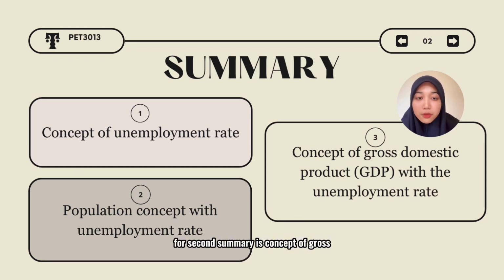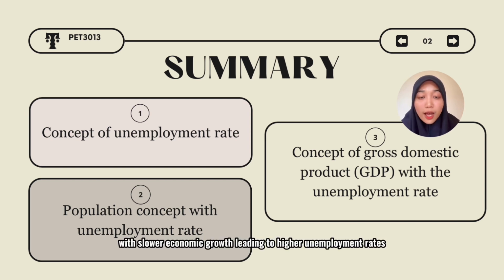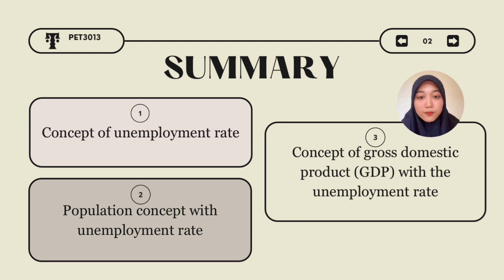For the second summary is the concept of gross domestic product (GDP) with the unemployment rate. GDP is the monetary value of all finished goods and services produced within a country's border in a given period. Studies have shown that GDP has a negative relationship with unemployment, with slower economic growth leading to higher unemployment rates.